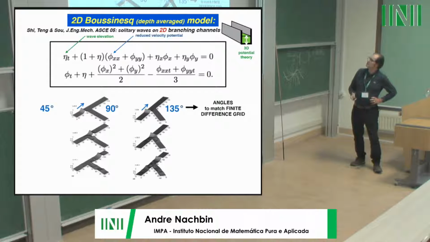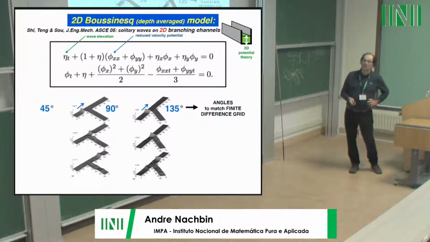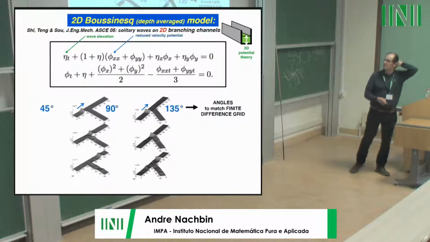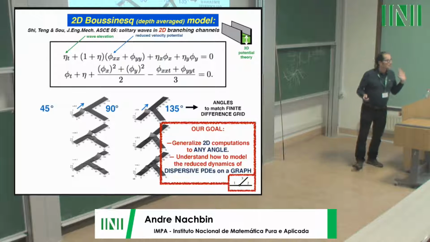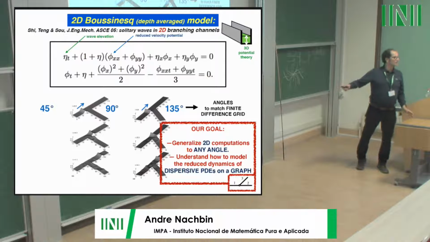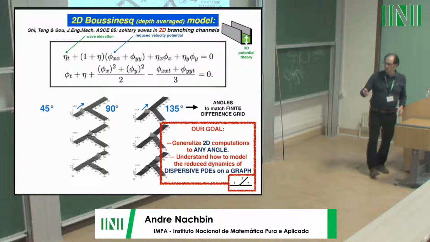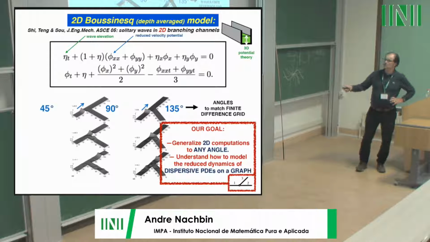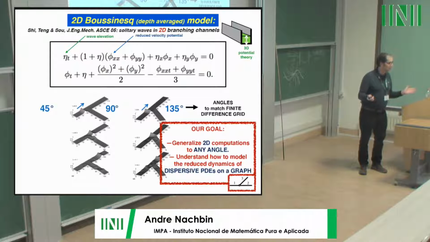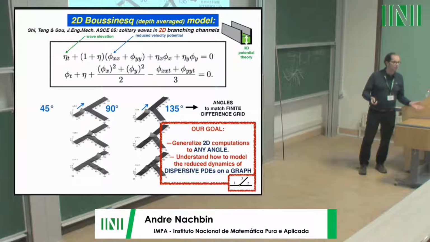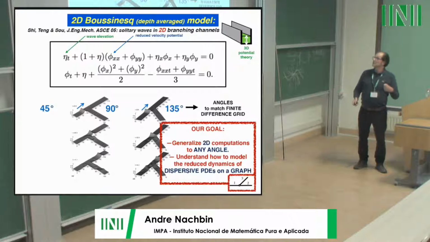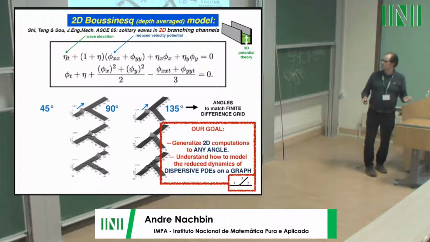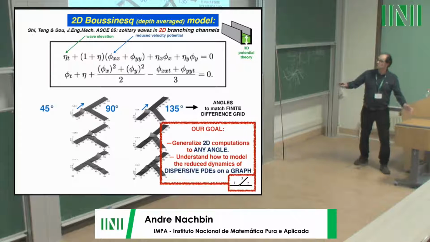So this is basically the starting point of the thesis of the work of Vanessa, and this was our goal. Since they had this limitation of angles, even though the model is okay for any angle, we said, let's then try to generalize the 2D computations to any angle, so that we are not restricted to these multiples of 45 degrees because of the finite difference grid. And understand how to model the reduced dynamics of the dispersive PDEs on a graph like this. And you will see why. Actually you can start seeing why right now.